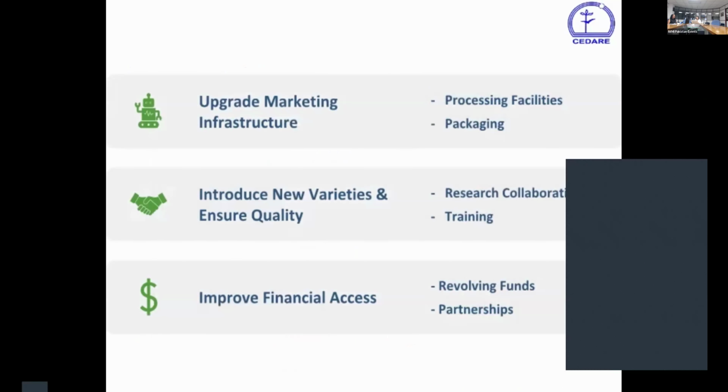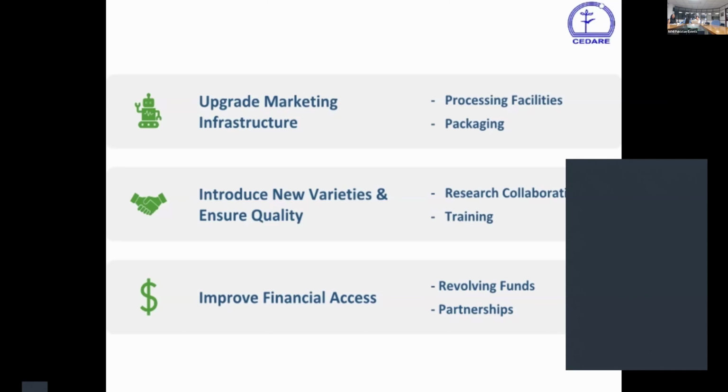Upgrading marketing infrastructure: processing facilities, modernize and upgrade Nawala for year-round employment, packaging, enhance facilities with advanced equipment and hygiene practices. Introduce new varieties and ensure quality. Research collaboration: partner with institutions to introduce new artichoke varieties. Training: implement training on cultivation best practices and global compliance standards.